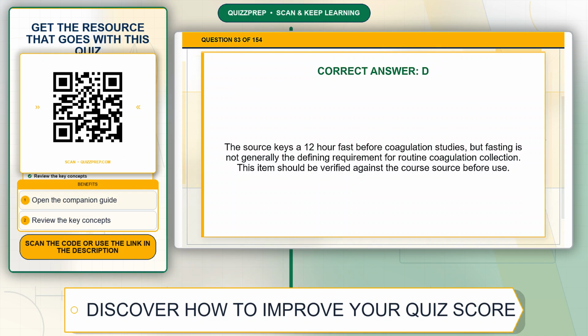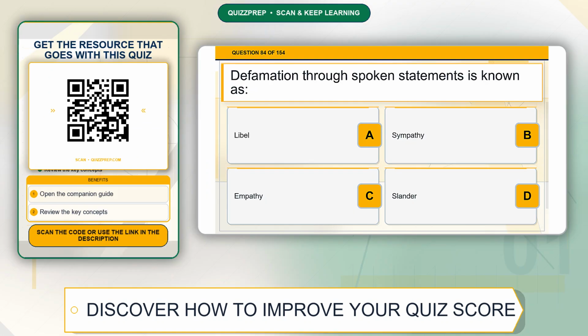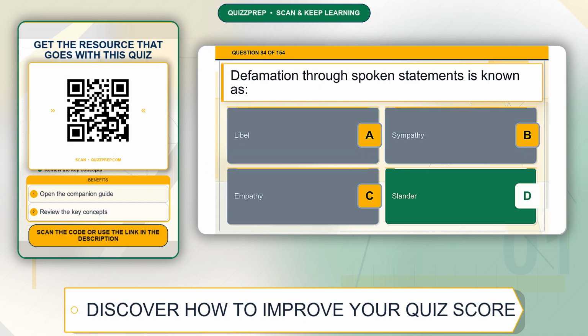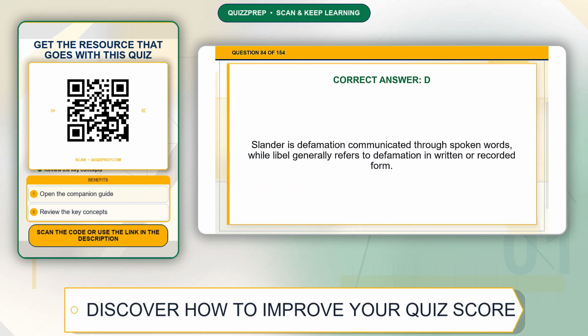Explanation. The source keys a 12-hour fast before coagulation studies, but fasting is not generally the defining requirement for routine coagulation collection. This item should be verified against the course source before use. Question 84. Defamation through spoken statements is known as Option A, libel. Option B, sympathy. Option C, empathy. Option D, slander. The correct answer is option D, slander. Explanation. Slander is defamation communicated through spoken words, while libel generally refers to defamation in written or recorded form.